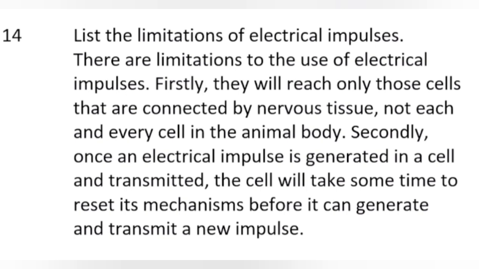So why is this question important? Because of the limitations, we have another mode of communication or coordination in the body through chemicals, that is hormones. So this question can be asked in a different way: why do we need chemical coordination? So we have to write about the limitations of electrical impulses, so we need chemical coordination also.